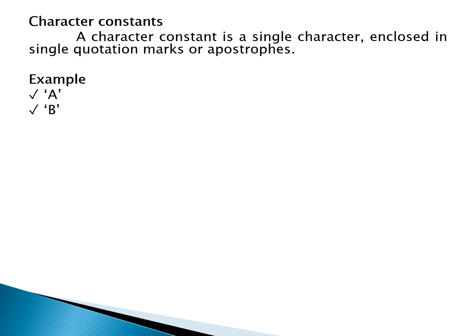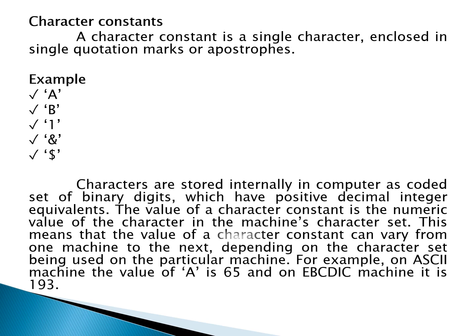Example, within a single quote I have written character A, then again within a single quote I have written character B, then 1 within single quotes, an ampersand within single quotes, and a dollar symbol within single quotes. All these are valid because they have been written inside single quotation marks. Characters are stored internally in a computer as a coded set of binary digits which have positive decimal integer equivalents.